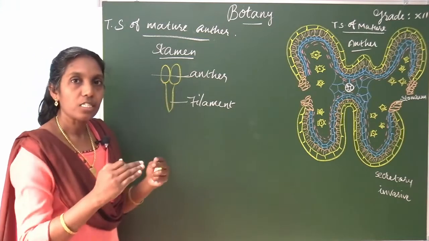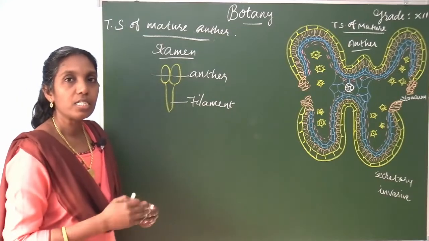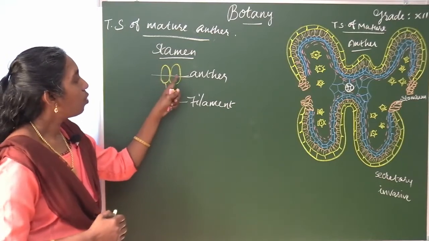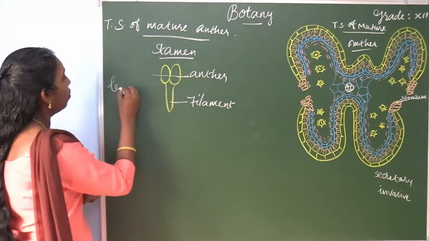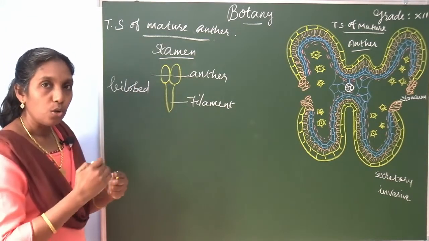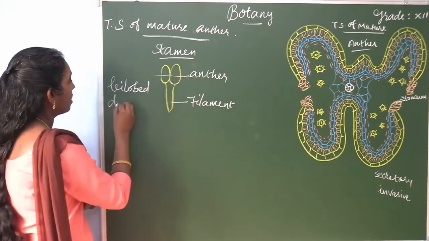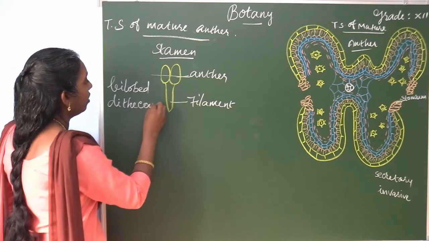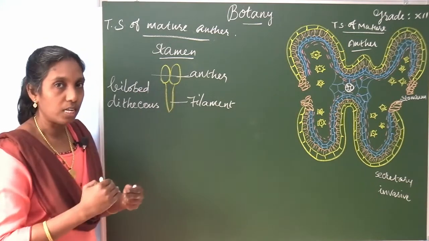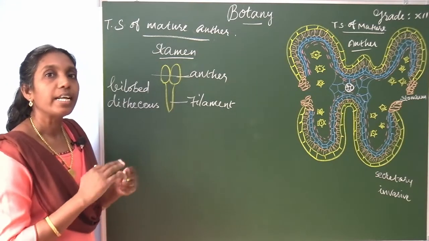The transverse section of mature anther reveals the presence of anther cavity surrounded by anther wall. In this anther there are two lobes, so it is called bilobed. Each lobe consists of two theca, that is dithecous. The bilobed anther which consists of two theca is called a dithecous anther. A typical anther is tetrasporangiate.